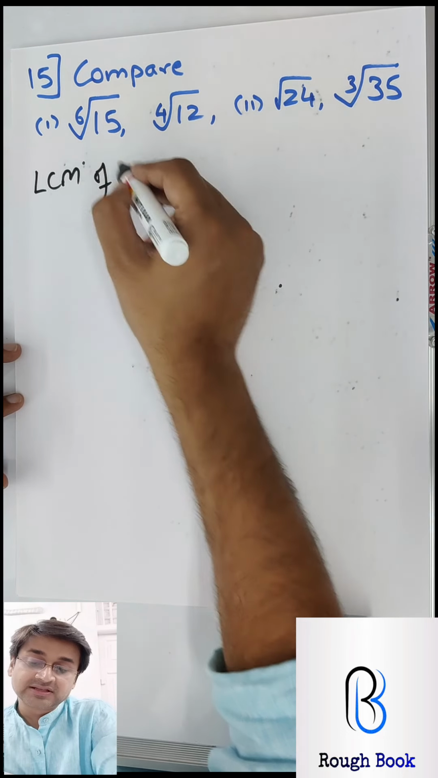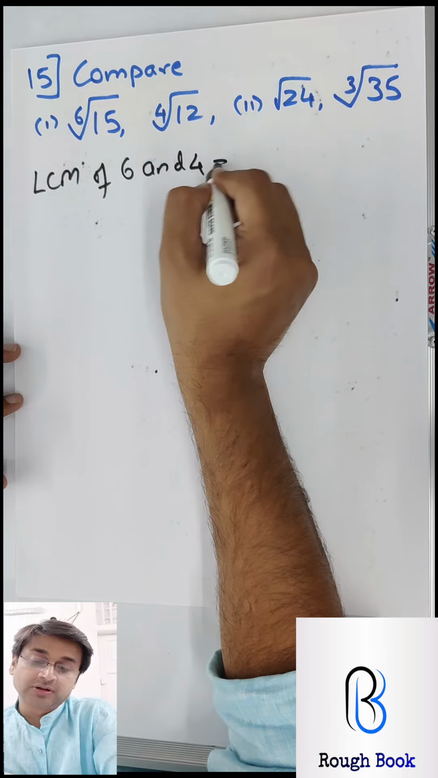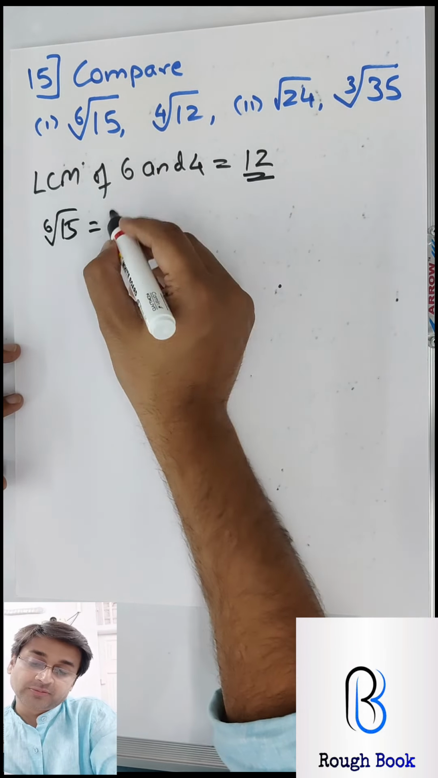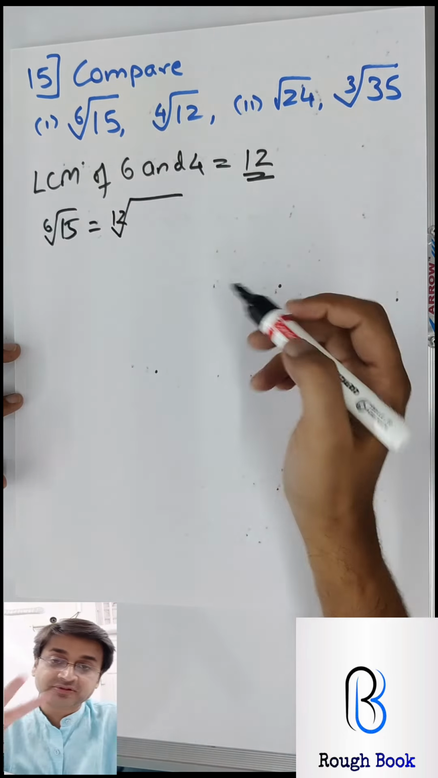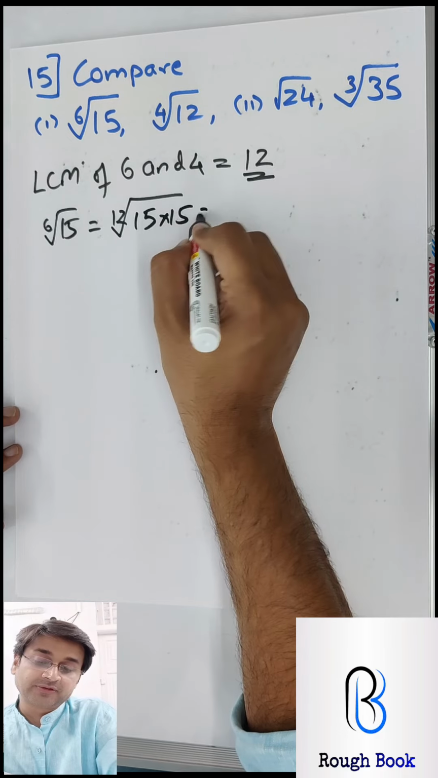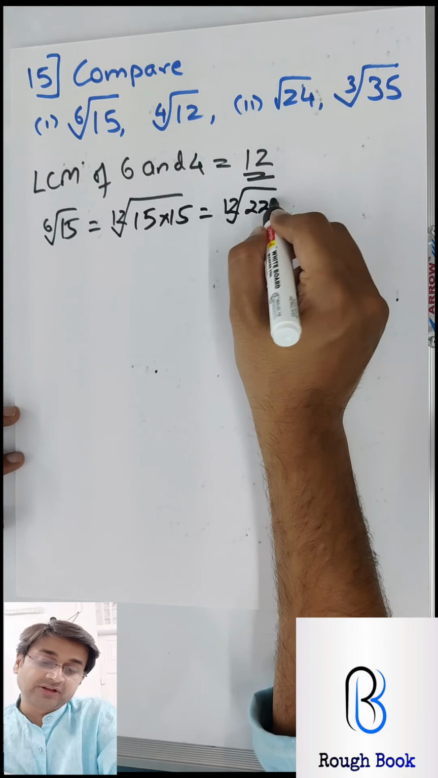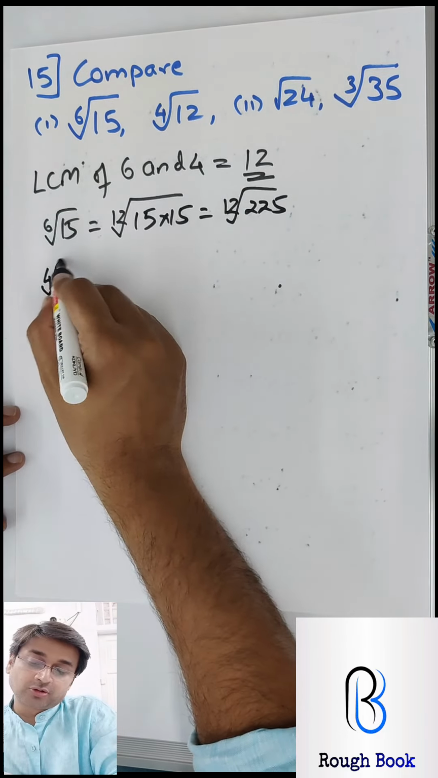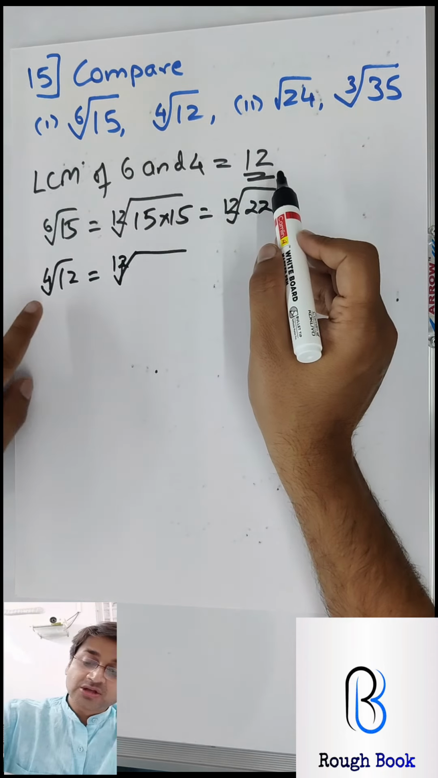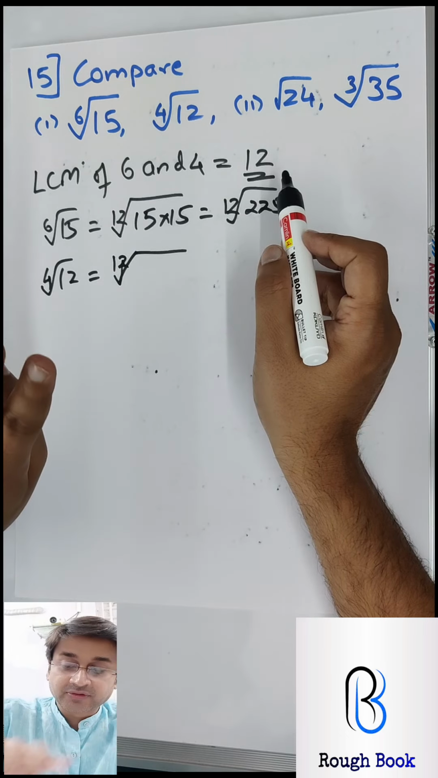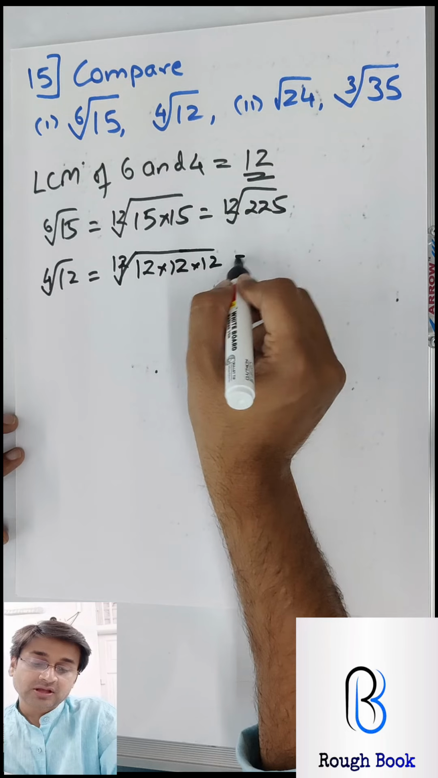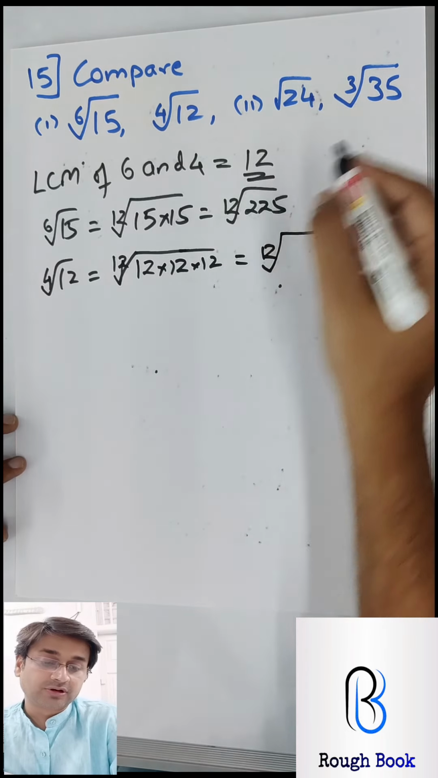The LCM of 6 and 4 will be 12. So 6 root 15 will be 12 root. 6 how many times? 2 times. So you're going to write this 15 2 times. So 12 root 225. Once again, 4 root 12. We need 12 root because that's what the LCM is. So 4 how many times? 3 times. So you're going to write this 12 also 3 times. So that will make it 144 into 12.